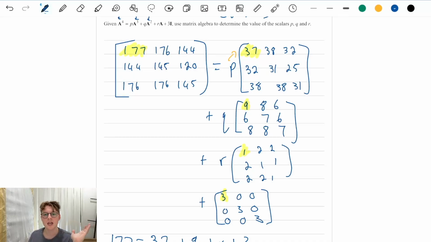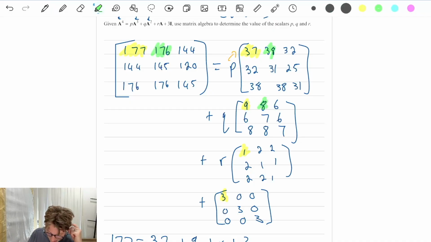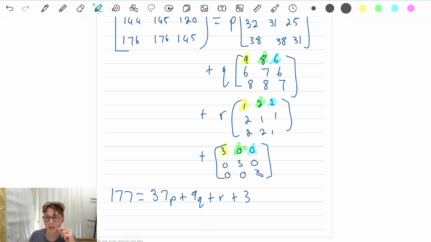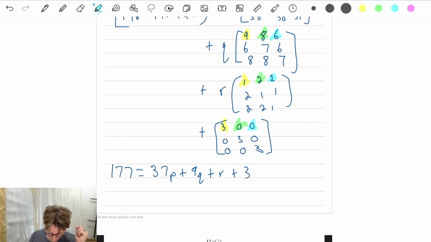How convenient. So now I do the same idea, and I'm going to say that, okay, well, 176 is going to equal the second number all the way along, again multiplying those values in. And I'm going to do the same idea here for part 3. And I'm going to get my 3 equations this way. So I'm going to go ahead and do that.